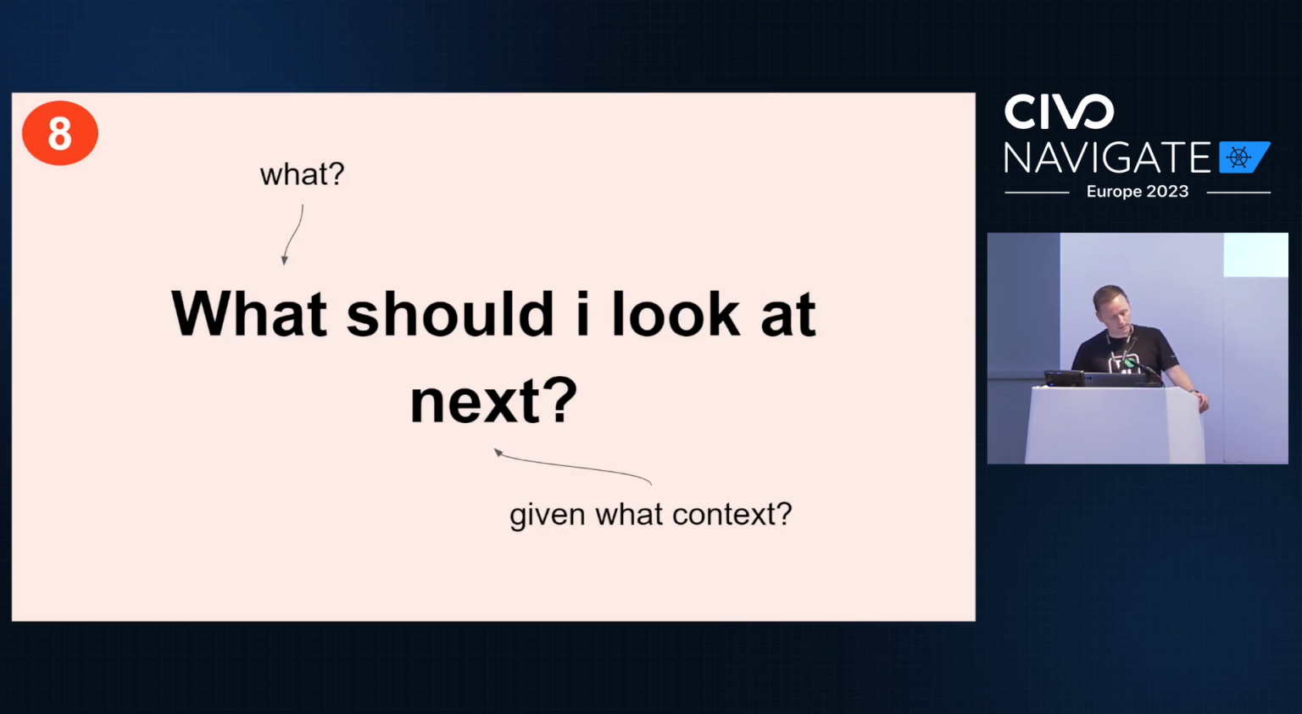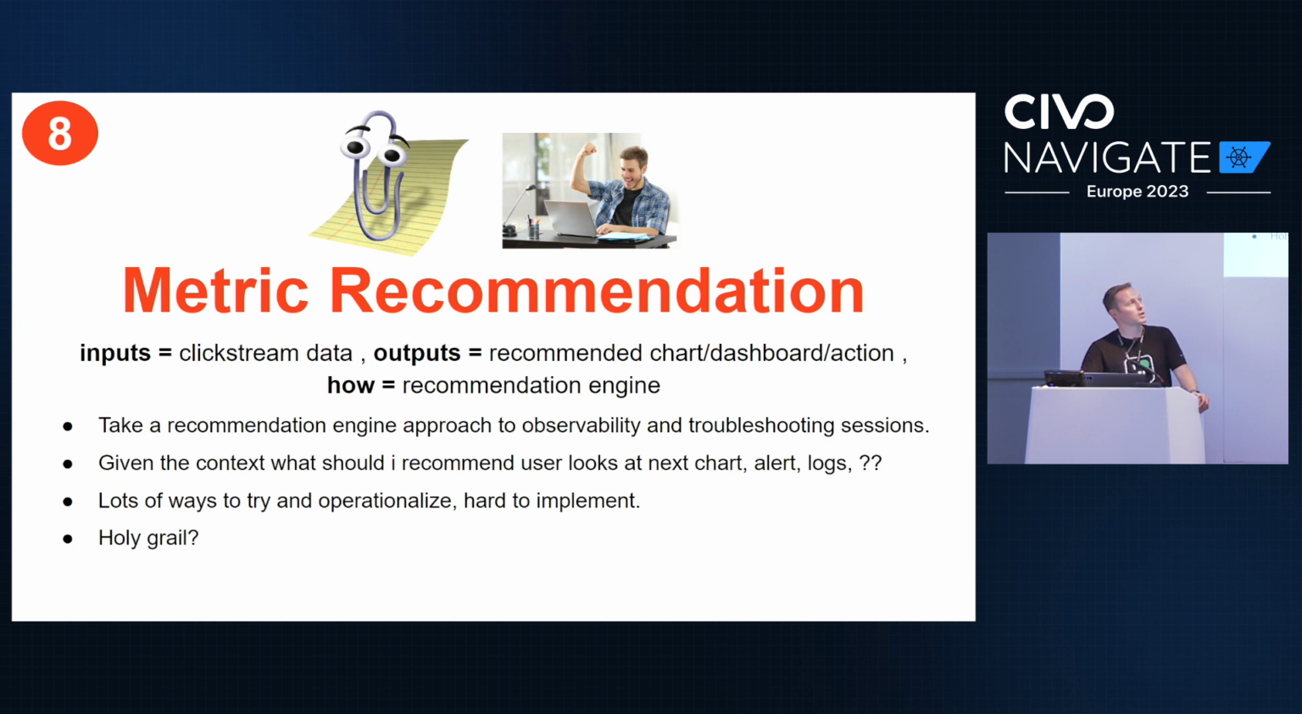So the next one is, what should I look at next? This is sort of like a holy grail, and this is one of the hardest ones. This is a recommendation. Given the clickstream data, given what you're looking at, given the context of all the active alerts or whatever else you're looking at the moment, how can we recommend your next best action? Or how can we recommend your next chart, dashboard, whatever the context is we're looking at.